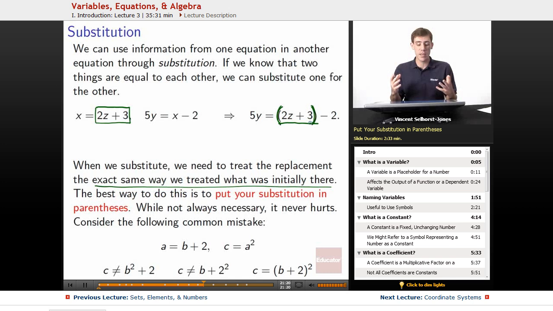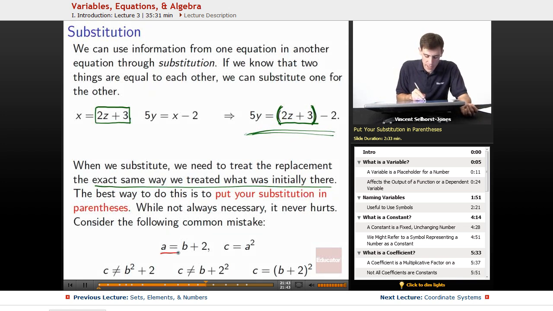It won't always be necessary. For example, on that 5y equals 2z plus 3, we didn't actually have to put it in parentheses there, but it will never cause us to make a mistake. It's never going to hurt us, right? Quantity 2z plus 3 is just the same thing as 2z plus 3 in this case. And in other cases, like this one that we're about to talk about, it's absolutely necessary, otherwise we'll make bad mistakes, right? Consider this really common mistake.